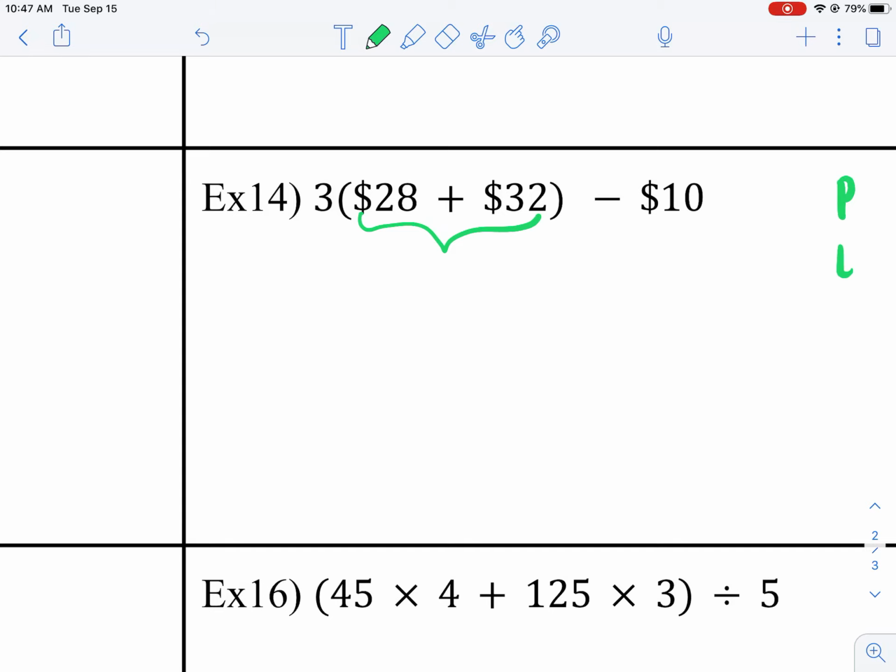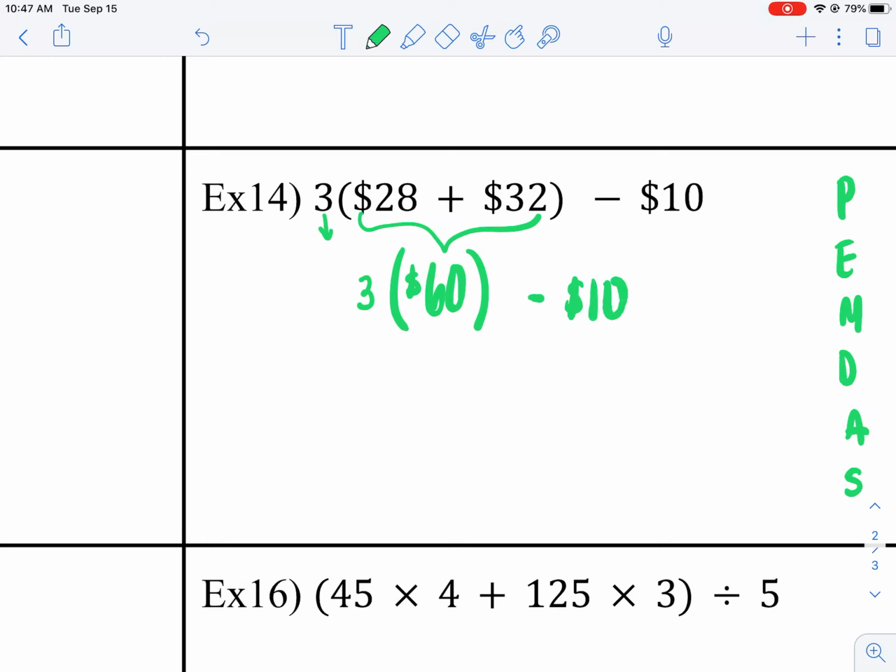So I'm going to start with our order of operations. I'm going to write them down, PEMDAS. And I'm going to start with parentheses, $28 and $32. And I'm going to use my mental math because 28 plus that $2 and the 32 is 30. And then 30 plus 30 is 60. So I have $60. Okay? And I'm going to still put it in parentheses because this 3 is still right outside the parentheses. Minus $10. I'm going to bring down. Okay? So parentheses is done.